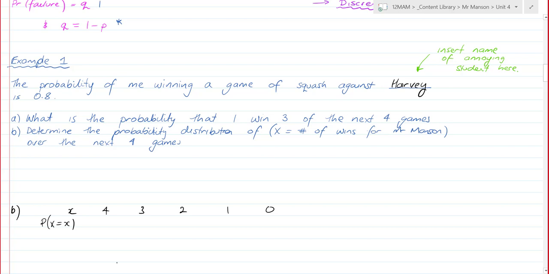What is the probability that I win 3 games of the next 4? So the probability of success for me is 0.8. That's been in the question, P is equal to 0.8. What does Q equal? Excellent. So the probability of failure is 0.2. And I want to win 3 out of 4.